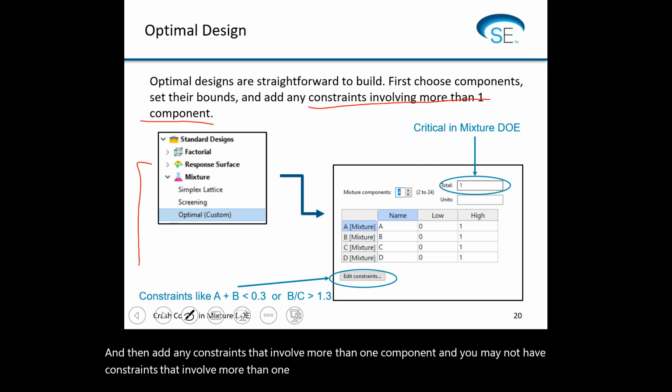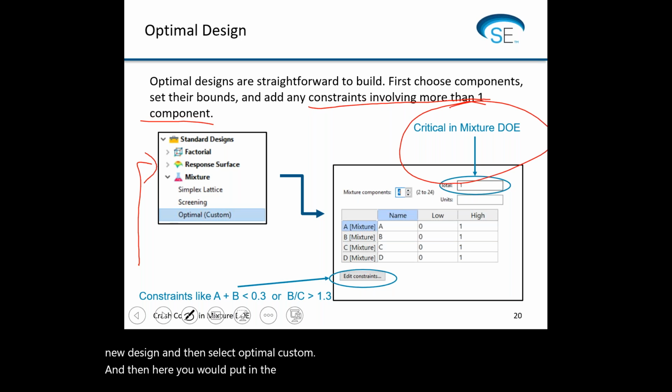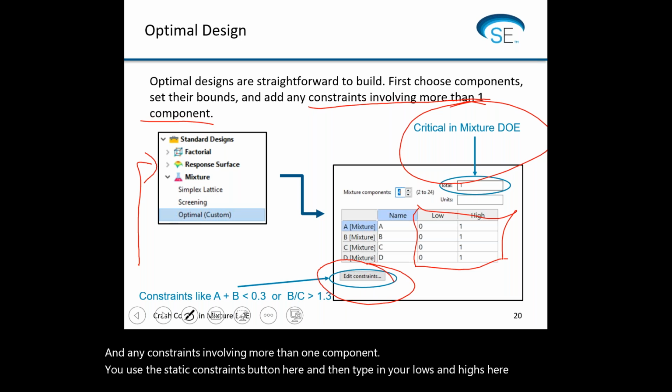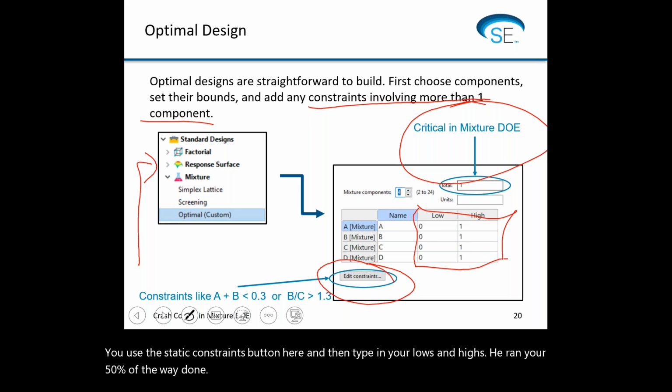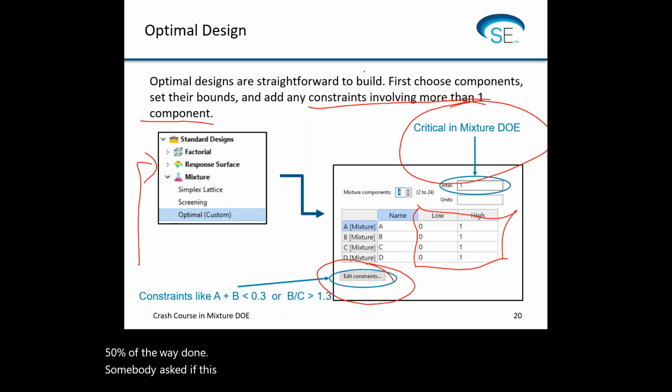So in Design Expert, you would go to New Design and then select Optimal Custom. And then here, you would put in the total and any constraints involving more than one component, you'd use this Edit Constraints button here. And then type in your lows and highs here, and you're 50% of the way done. Somebody asked if this is only with V13. No, this can be done in version 12 and 11 as well.